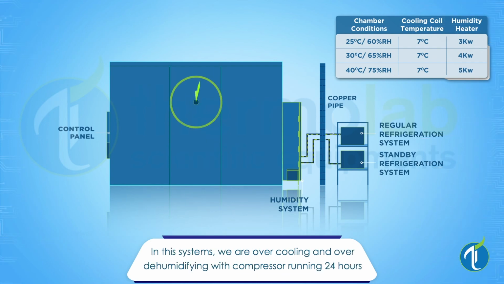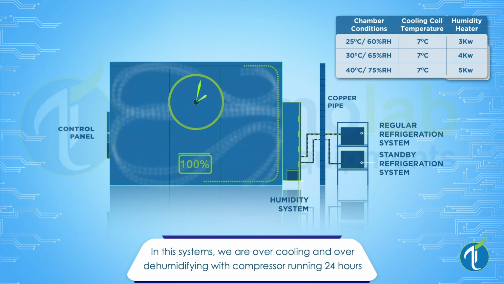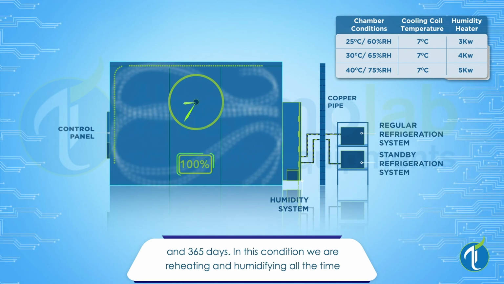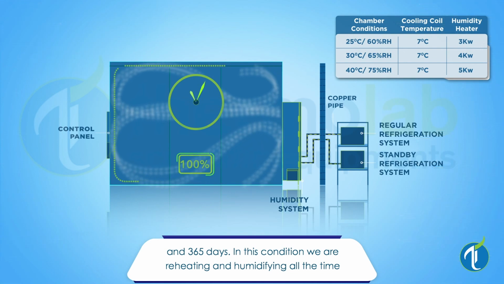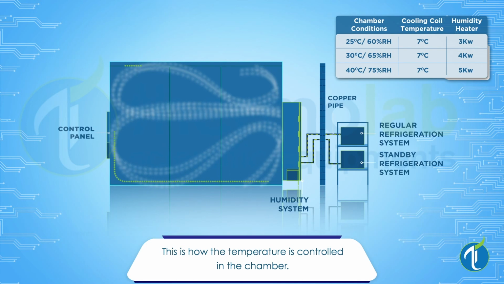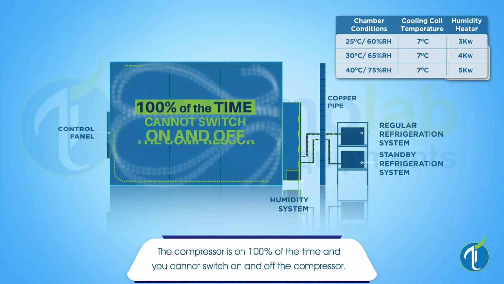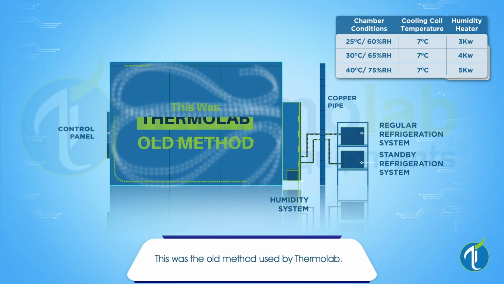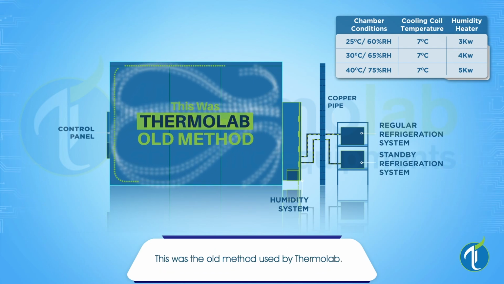In this system, we are overcooling and over-dehumidifying with the compressor running for 24 hours and 365 days. In this condition, we are reheating and humidifying all the time. This is how the temperature is controlled in the chamber. The compressor is on 100% of the time and you cannot switch on and off the compressor. This was the old method used by Thermolab.